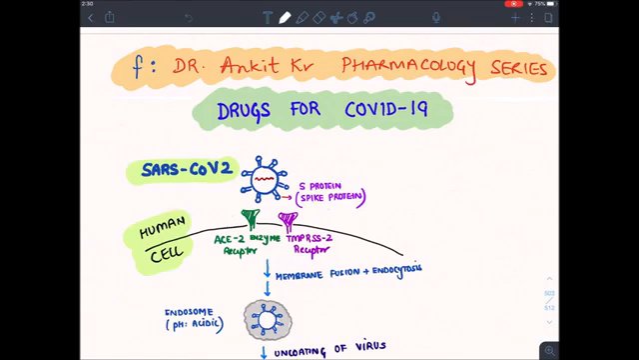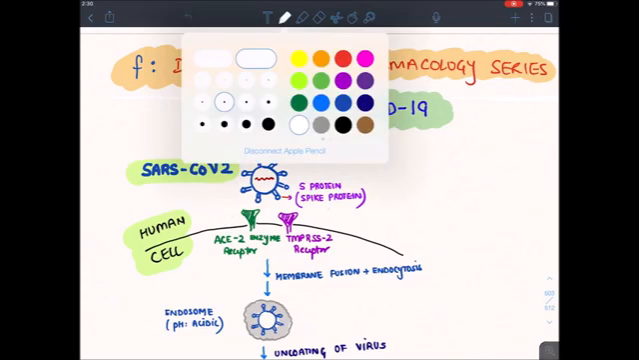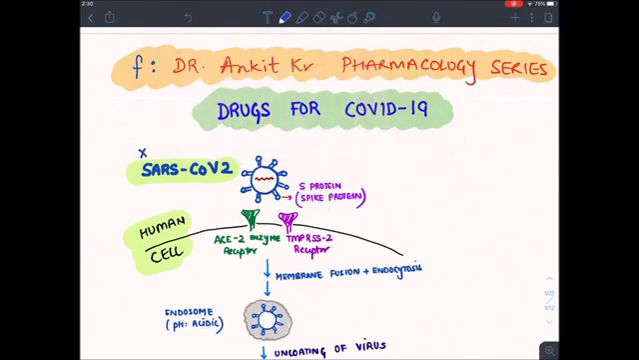Now this coronavirus is a member of a family known as the SARS-CoV-2 family. So this is the first point I am marking, SARS-CoV-2 family. SARS stands for severe acute respiratory syndrome. CoV stands for coronavirus 2.